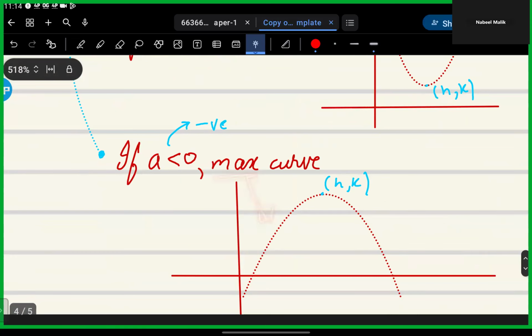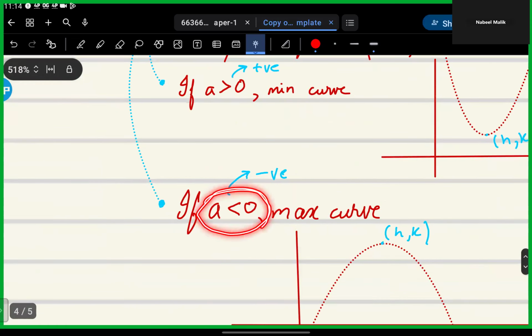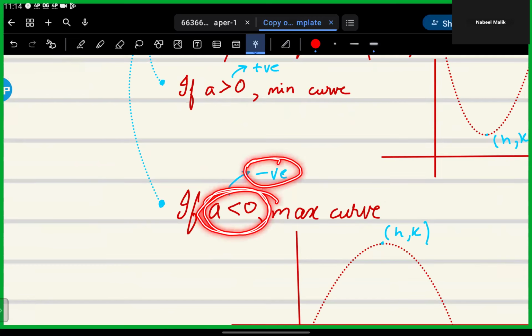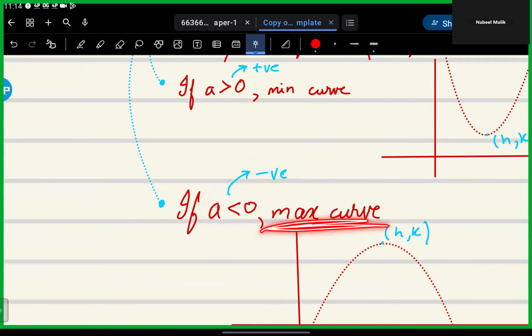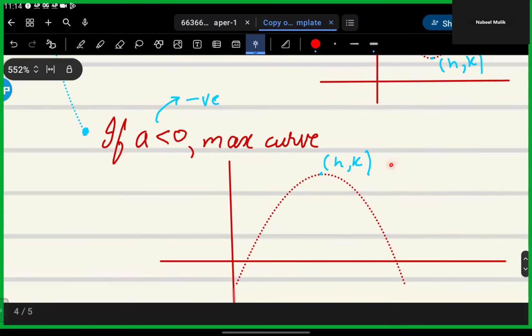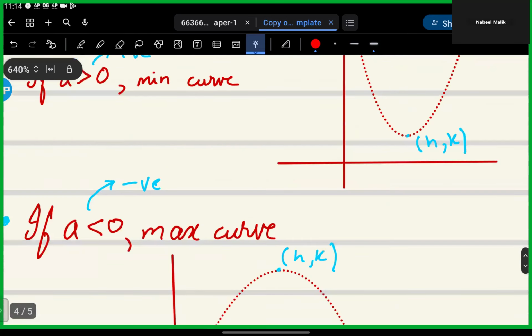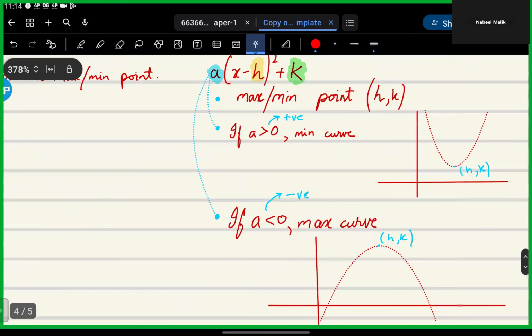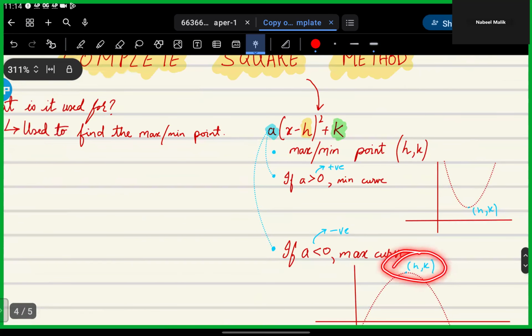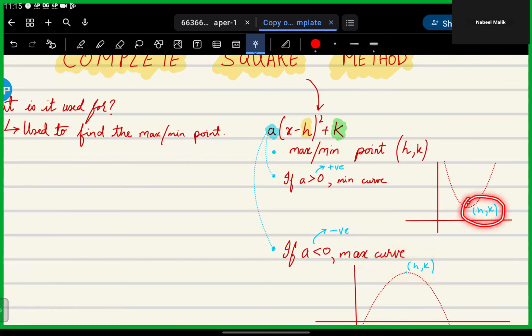Now, if A is less than zero, that means it's negative, then the maximum curve is formed, and H comma K represents the maximum point in the maximum curve, and over here H comma K represents the minimum point in a minimum curve. All right, so that's the basic scenario, and that's the basic concept you have to understand.